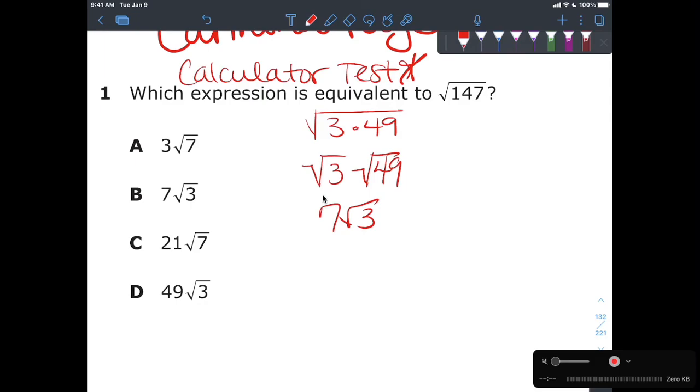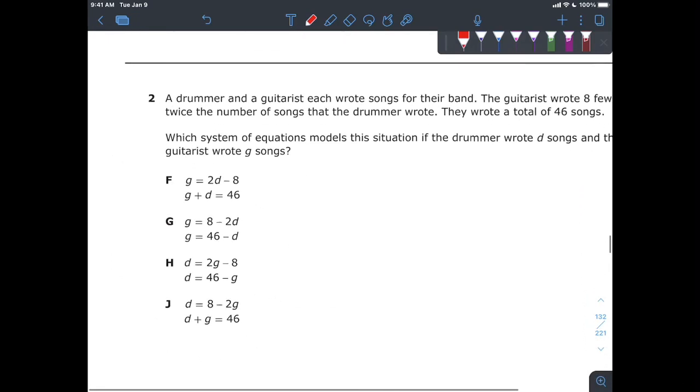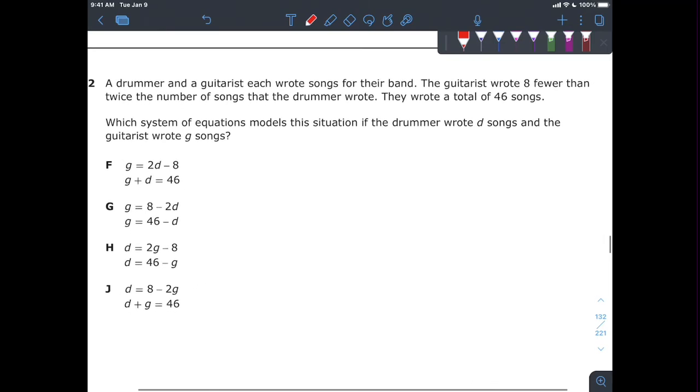So my correct answer is most certainly B. Number 2. A drummer and a guitarist each wrote songs for their band. The guitarist wrote, and I'll translate this, 8 fewer than twice the number of songs of the drummer, and together they wrote a total of 46 songs.